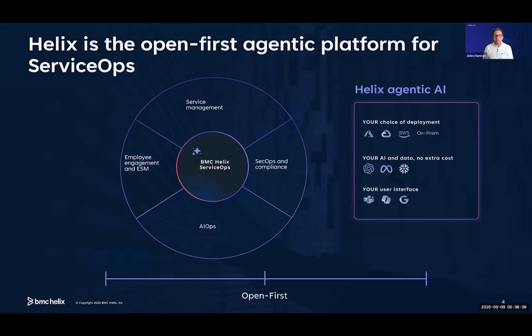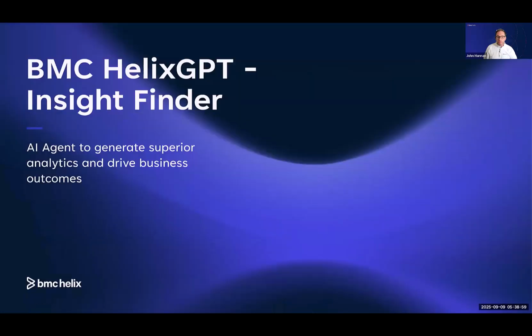BMC Helix fuels enterprise-wide operational efficiency while reducing complexity. We have designed and distributed our agentic agents across 4 dimensions of service ops, as shown in the slide. Insight Finder, the agent we're going to drill down into today, actually covers 2 of these dimensions, service management and AI ops.